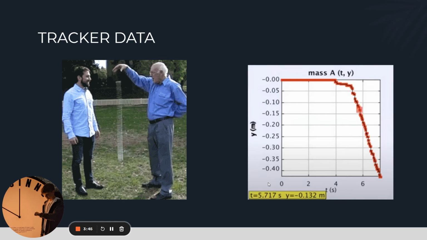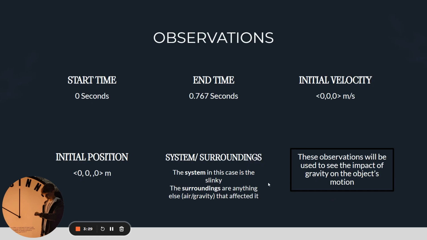For Tracker data, you can see the GIF of the slinky falling right here, and the bottom stays relatively in the same position until the top hits it and then it falls. And the Tracker data on the side shows the bottom staying constant at the origin and then suddenly dropping afterwards.